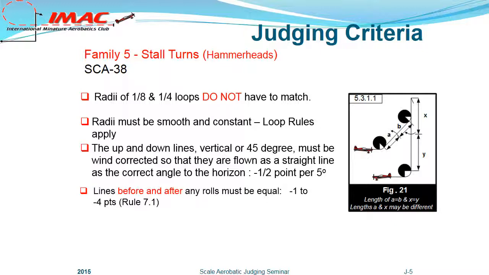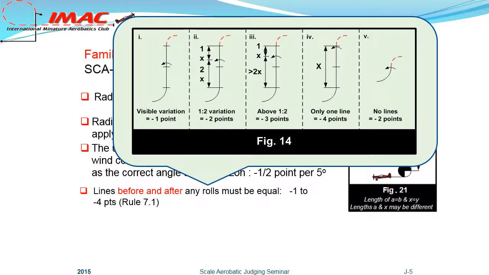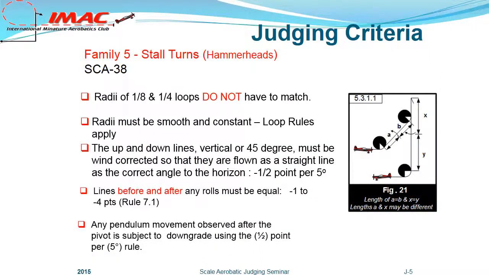In Figure 21, there are full rolls on the 45-degree entry line and the vertical down line. They must be centered as indicated in Figure 21. Deductions for not centering range from 1 to 4 points using Figure 14 in Rule 7.1 to determine the downgrade. Any pendulum movements seen after the aircraft pivots is downgraded at 1/2 point per 5 degrees. For example, if the aircraft swings left and right of vertical by 5 degrees each, the resulting deduction would be 1 point.